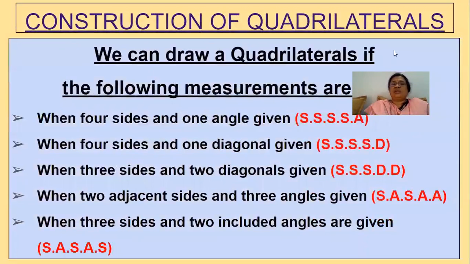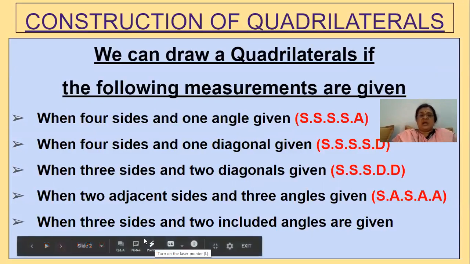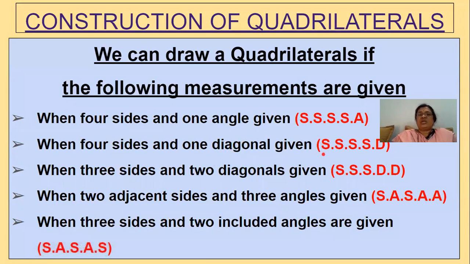You all know that if a quadrilateral is to be constructed, then certain measurements are needed. In the previous session, we have already discussed how to construct a quadrilateral in exercise 3.1 and 3.2, like when four sides and one angle are given, and when four sides and one diagonal are given.